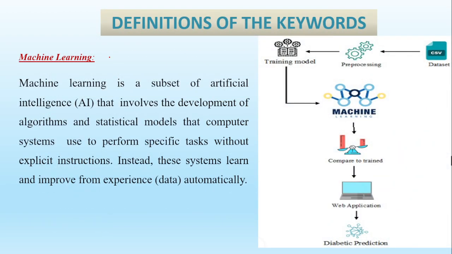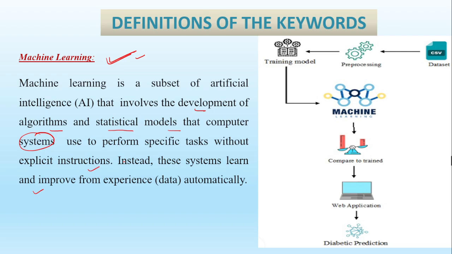Now, what is machine learning? First of all, we need to study machine learning. Machine learning is a subset of artificial intelligence that involves the development of algorithms and statistical models that computer systems use to perform a specific task without explicit instructions. Instead, these systems learn and improve from experience and data automatically.